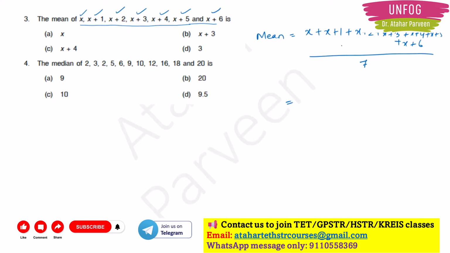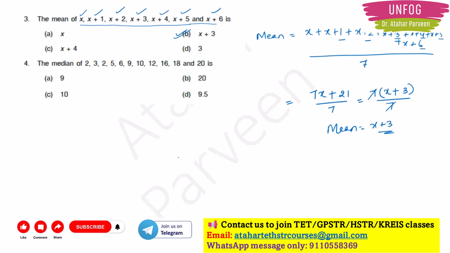So here 7x are there, right? 7x plus 1 plus 2 plus 3 plus 4 plus 5 plus 6. 1 plus 2 is 3, 3 plus 3 is 6, 6 plus 4 will be 10, 10 plus 5 will be 15, plus 6 will be 21. It will be 21 and you will have 7 in the denominator. Here you can take 7 common, right? If you take 7 common, it will be x plus 3, 7 threes is 21, divided by 7. 7 will get cancelled and mean will be equal to x plus 3. So option B will be the right answer.